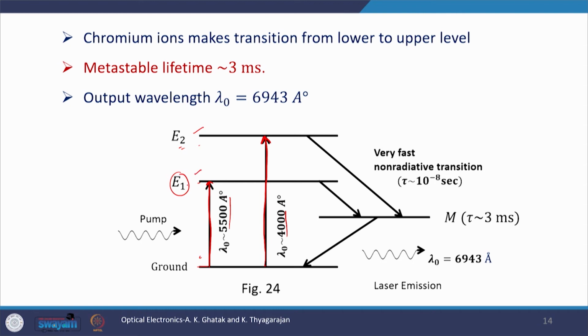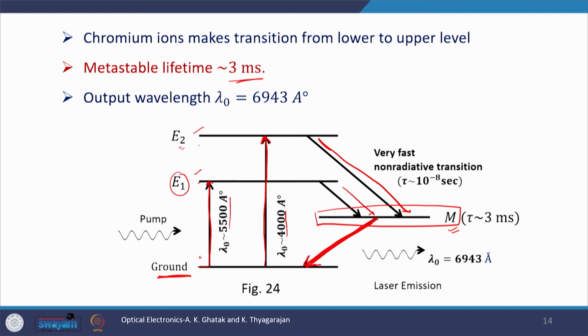The lifetime of E1 and E2 energy levels is very short, and the electrons in these excited states rapidly decay down to a level which we call the M level. The M level is called the metastable state, and it has a lifetime of around 3 milliseconds. Due to this longer lifetime, we achieve population inversion between the metastable state and the ground state of the chromium, and this transition is the most important transition.